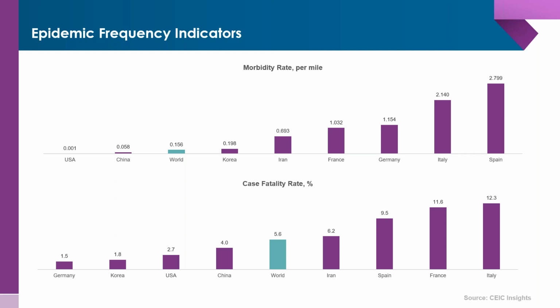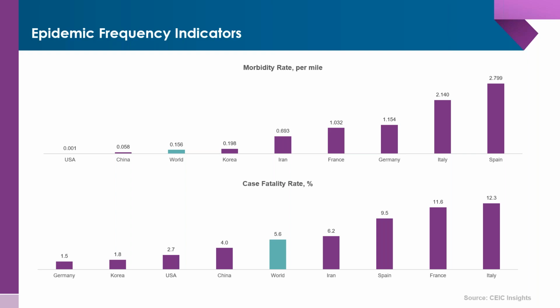So the first indicator, even though it is heavily reliant on the population size, shows the differences in terms of the frequency of the disease outbreak in the most affected countries. And it also shows how they differ from the global overall ratio. The morbidity rates in Spain and Italy, for example, are more than two times higher than that in the United States and China, as you can see on the chart.